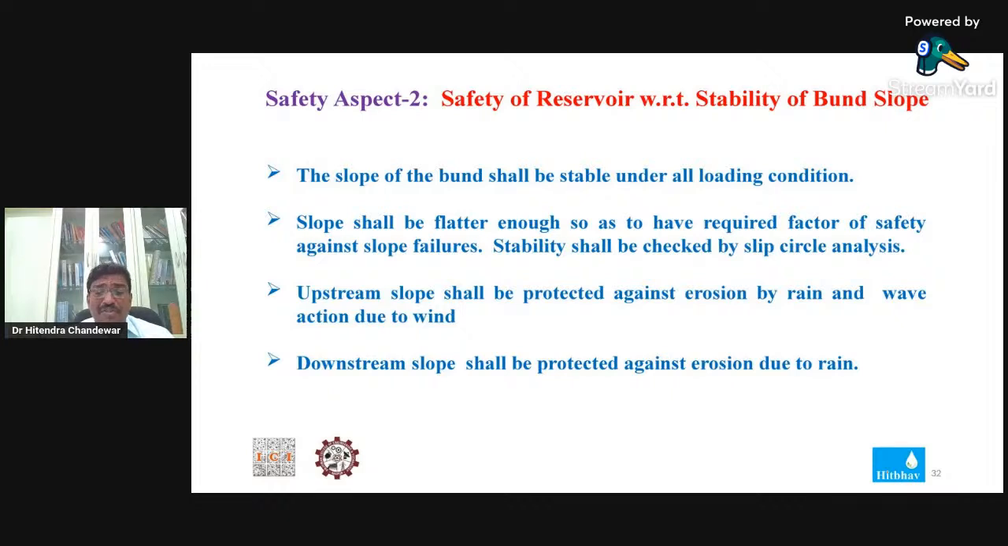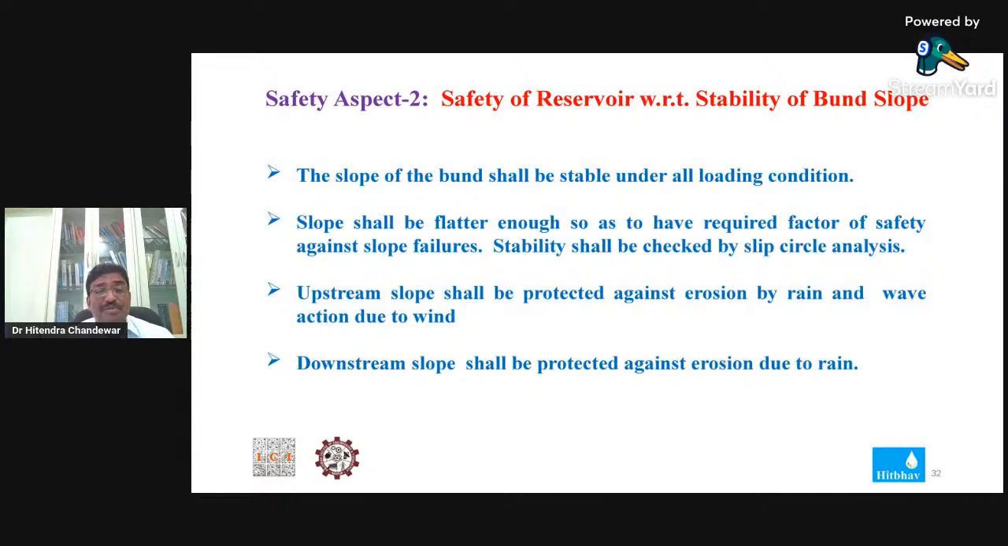There are two different cases. You have to check the stability of the bund on the upstream side for different operational conditions, then for the downstream side for different operational conditions, because the condition is different for downstream and upstream. Upstream you have to retain the water. Downstream you have to drain out the water. Downstream slope is subject only to rainfall and some seepage.